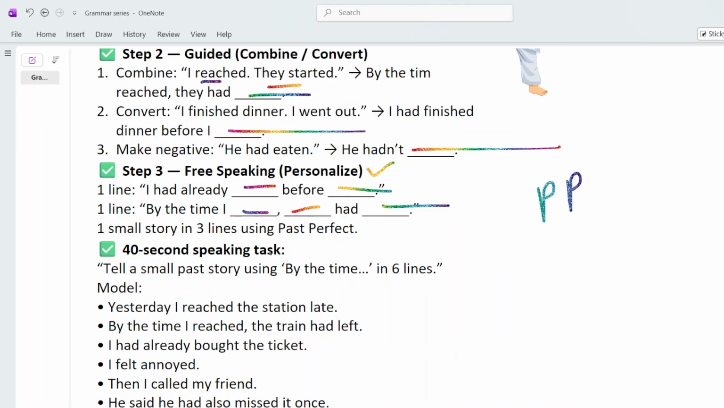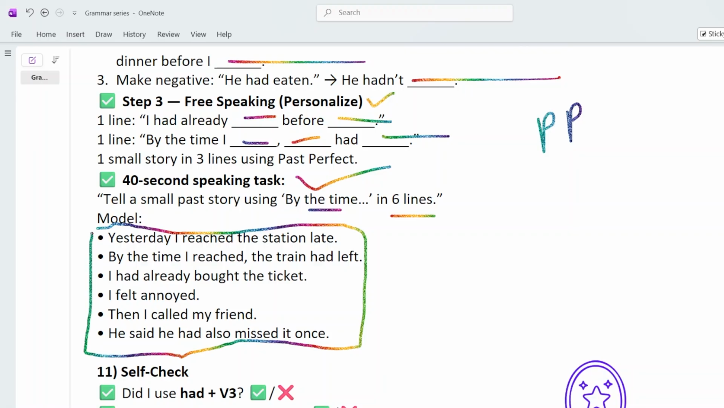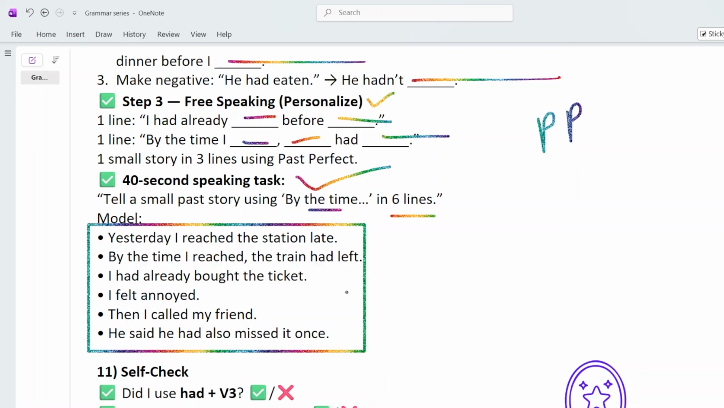The last section is the 40-second speaking task. And what is that? Tell a small past story using by the time in 6 lines. Again, this is a model answer for you, as you can see on the screen. It's not something that I tell you to read aloud. What I want you to do here is pause the video, just go through this, and then you can make your own. All right, great.